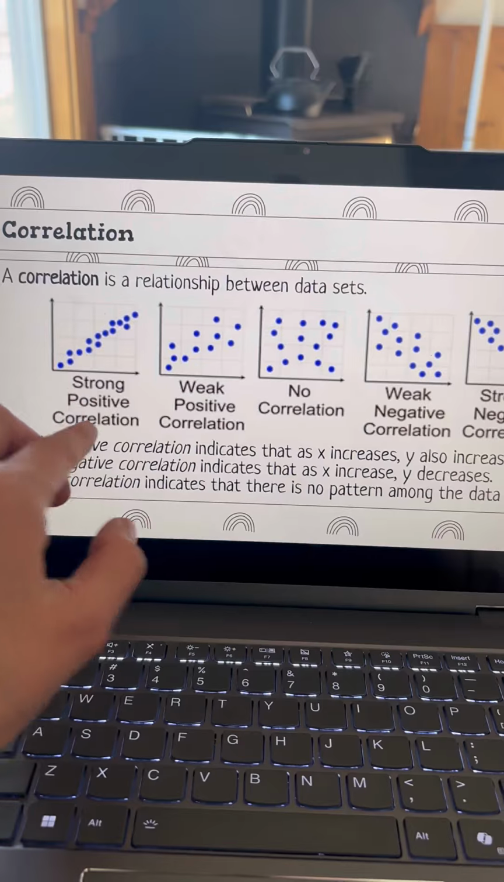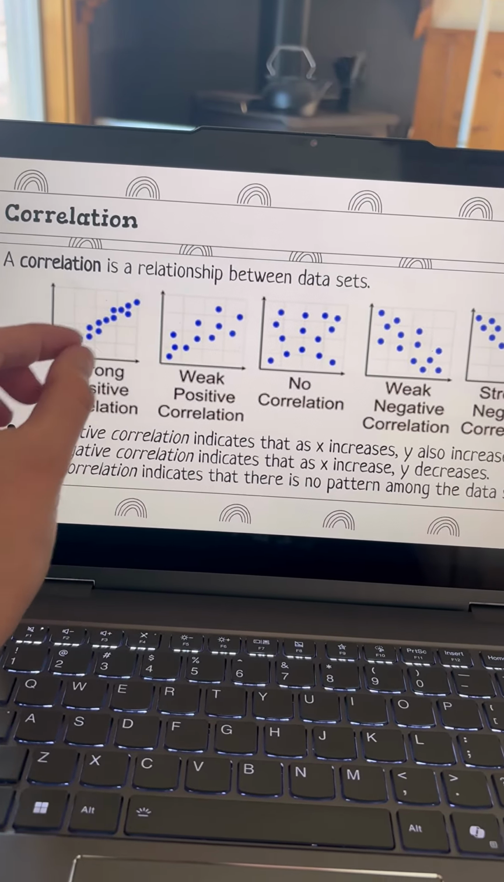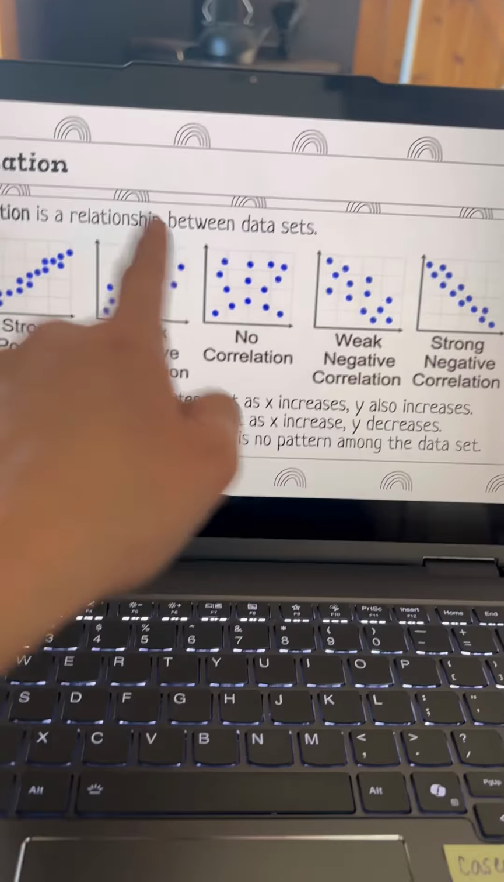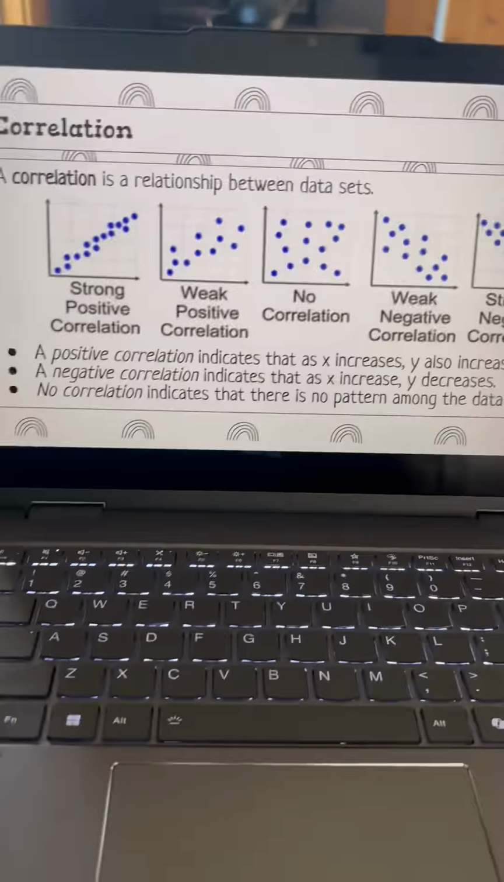If it's strong, the data points are going to be closer together. It's a stronger correlation. And if it's weak, they're going to be a little bit more spread out, but they still kind of trend in that upward positive way. Same with the negatives.